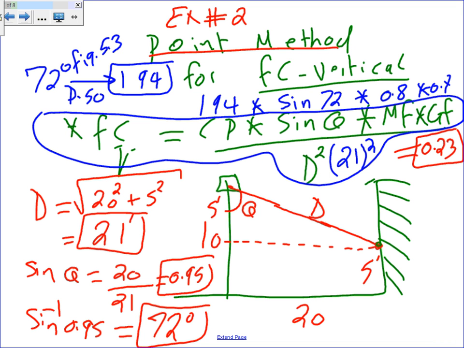All right, so let's do the calculation as an example here. I need to find the foot candle at a point 10 feet off the ground. So do your geometry. I have 20 and I have 5. If you do it, this will be 20, right?